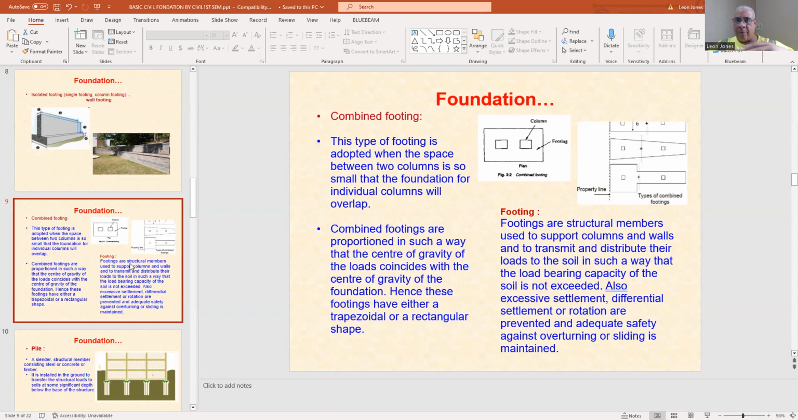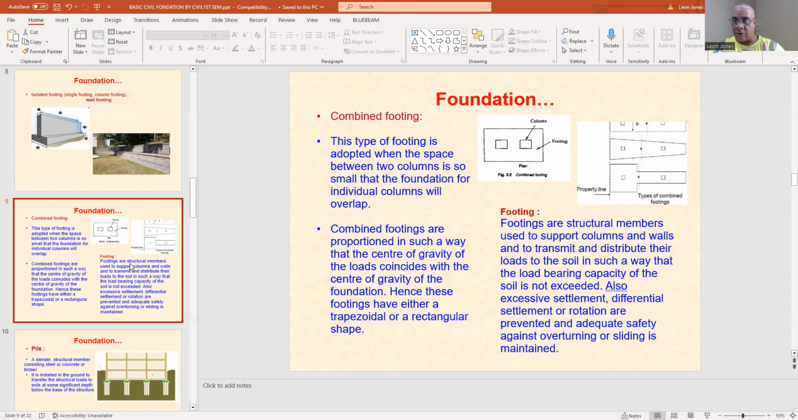Now, again, on top of a foundation is your footing. Footings are structural members used to support columns and walls, and what they do, they transmit and distribute their loads to the soil in such a way that the load-bearing capacity of the soil is not exceeded. Also, excessive settlement, differential settlement, or rotation are prevented, and adequate safety against overturning and sliding is maintained.